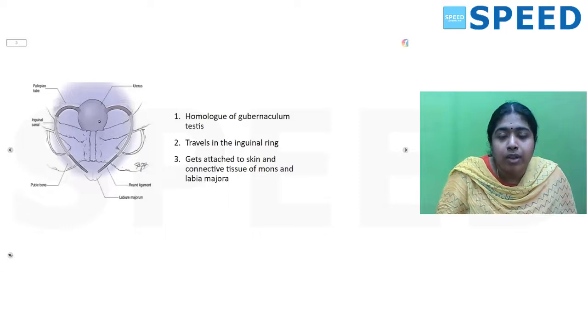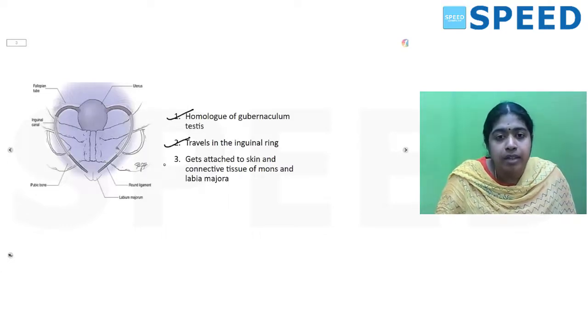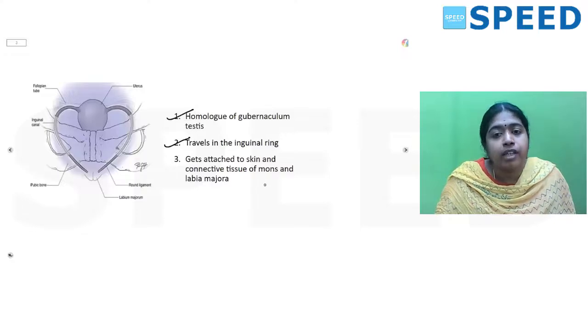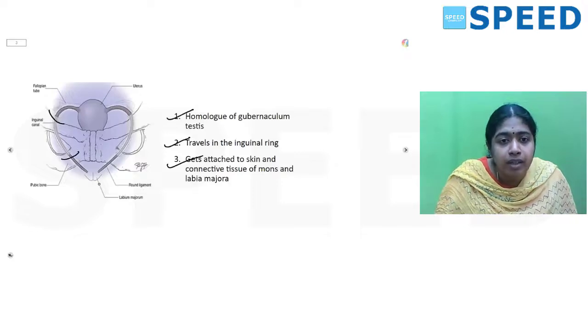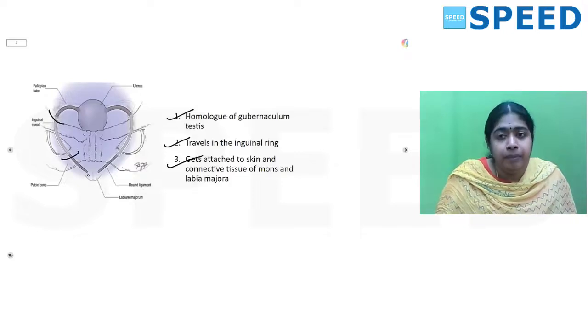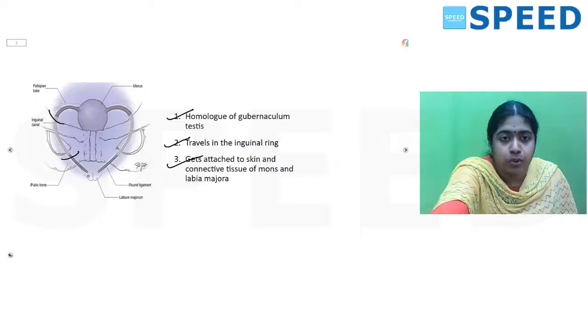Now, this is all about the round ligament. It is a homologue of the gubernaculum testis. It travels in the inguinal canal. It gets attached to the skin and connective tissue of the mons pubis and labia majora. Now you can see from the cornu, it goes through the deep inguinal ring, and this is the superficial inguinal ring. It comes out and gets attached to the mons pubis and labia majora.